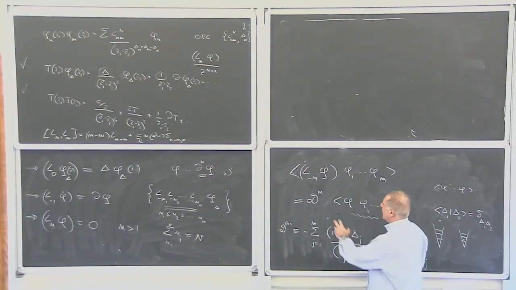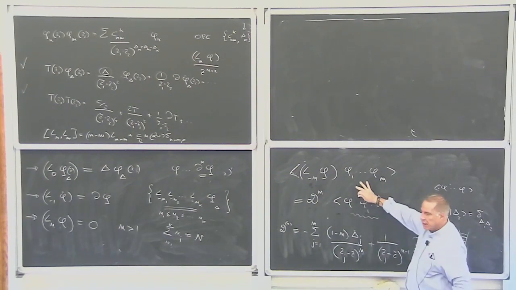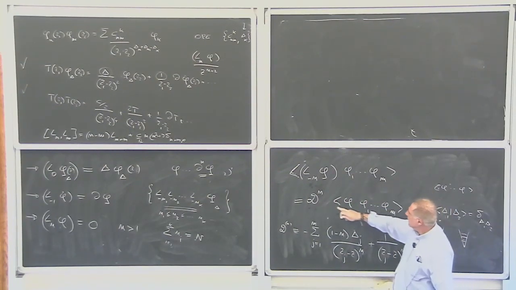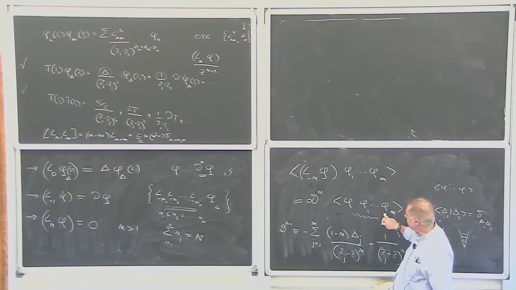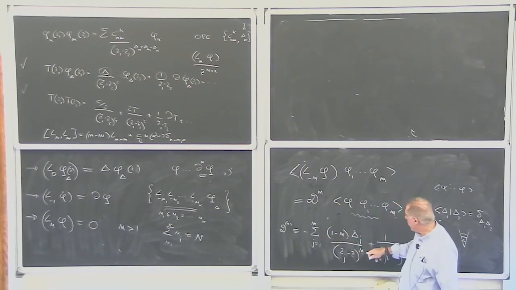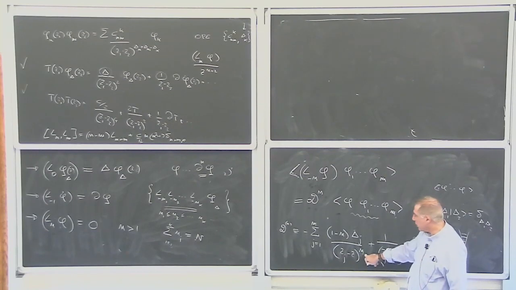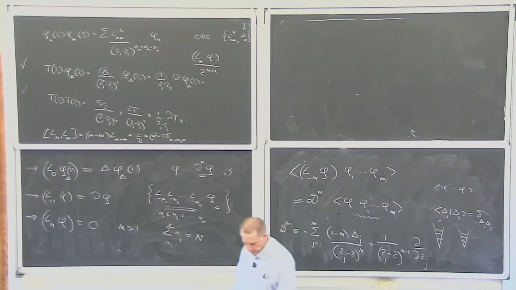The notation is I'm taking the descendants at the level N, L minus N. I have M other points. The differential operator I have to apply to this correlation function is a differential operator of order n, built up as a sum of poles on all the others with proper power. So the power is n, the same n which is there. Okay?